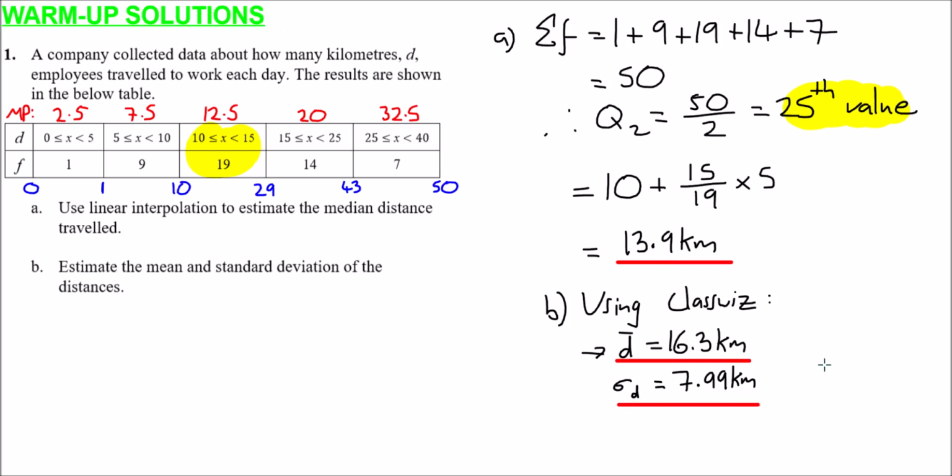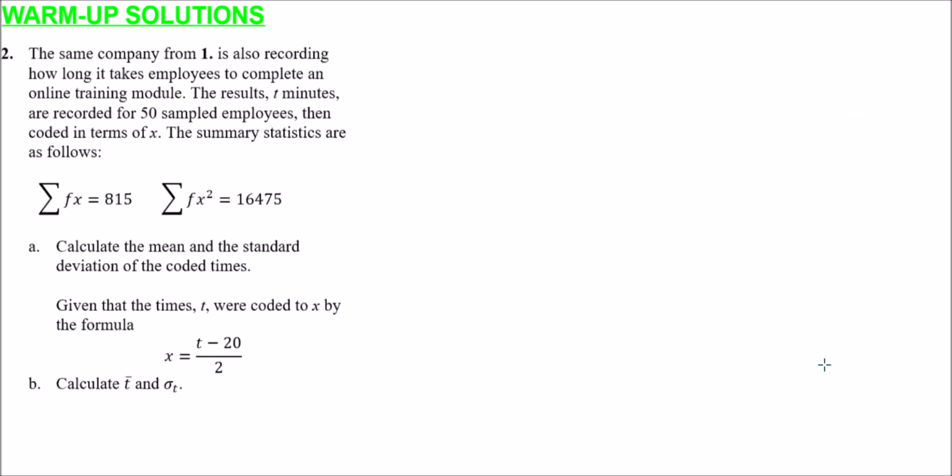So that's how we'd use the calculator if we had no summary data. Let's have a look at question 2. You will find these numbers very, very similar indeed, to say the least, to question 1. I'm going to explain why afterwards.